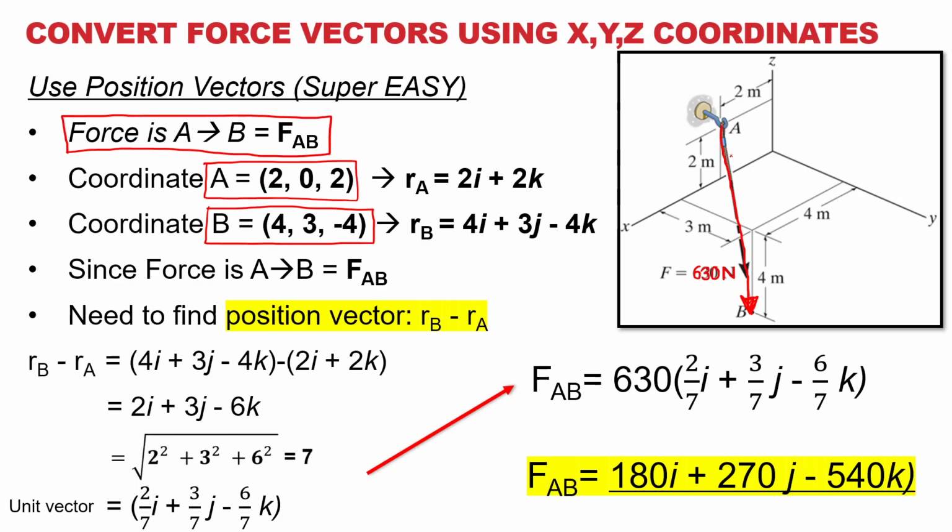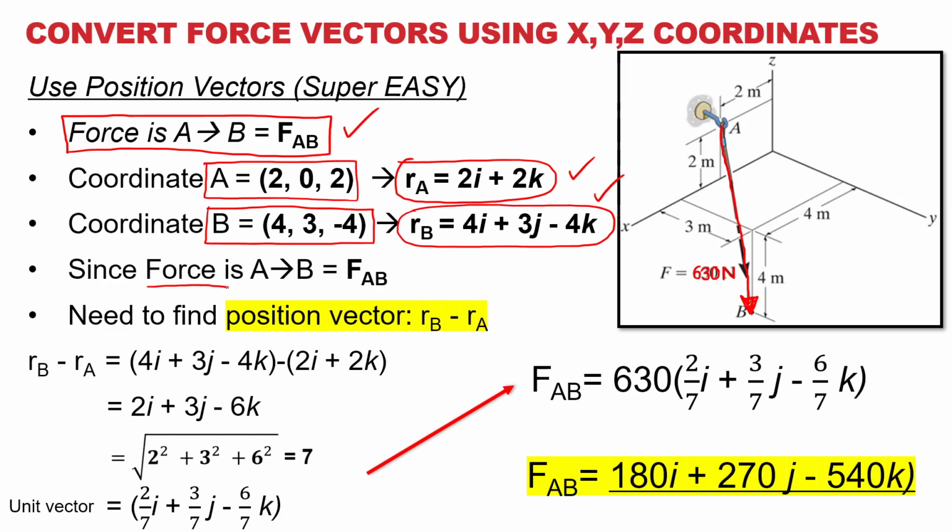This one, A to B. So coordinate A, you get 2, 0, 2. Convert them into vector, you're going to get 2i plus 2k. This one, convert into vector, you're going to get 4i plus 3j minus 4k. It is according to your coordinates. So this one is okay. Force is A to B, so this is the arrow. This one is good.